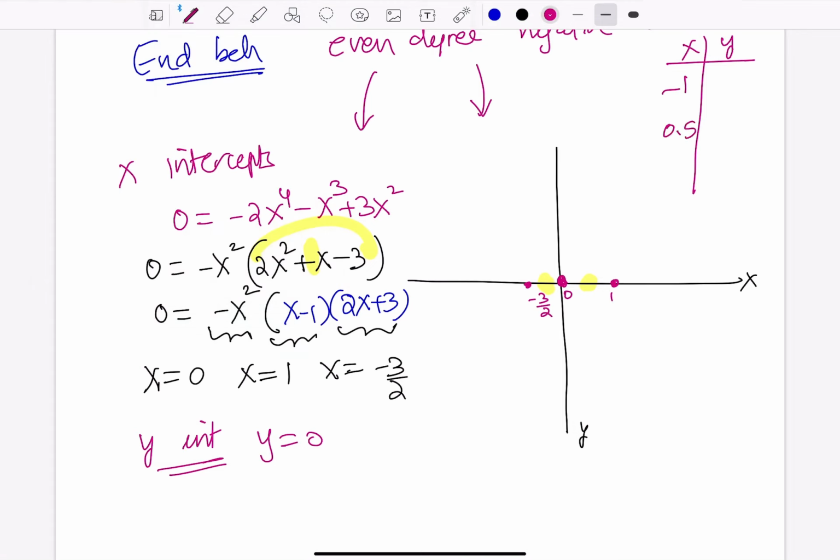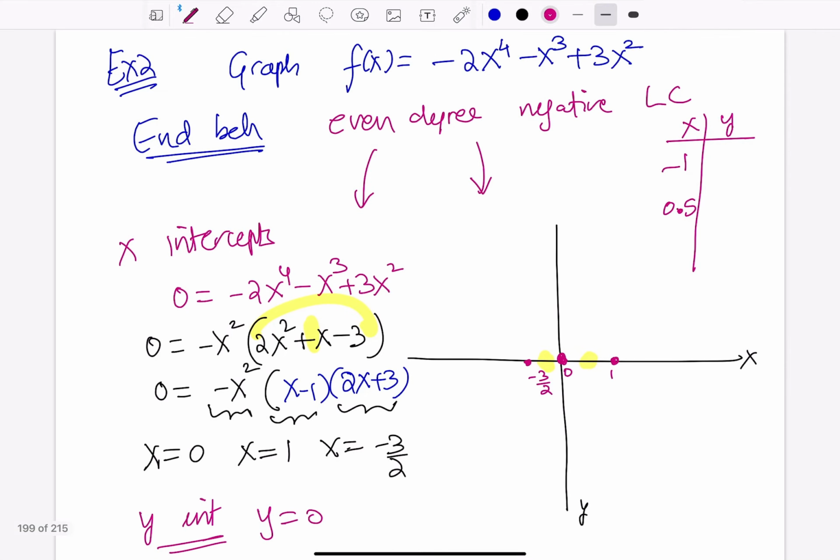Negative 1 and 0.5. So when x is negative 1, what does y come out to be? Let's see, negative 2 plus 1 plus 3. 4 minus 2, y is going to be 2 when x is negative 1. So about here. And when x is half, if I plug in x as half, what does y come out to be? Plug it into the calculator. It would be 0.53. y would be also about half, 0.5 when x is 0.5.